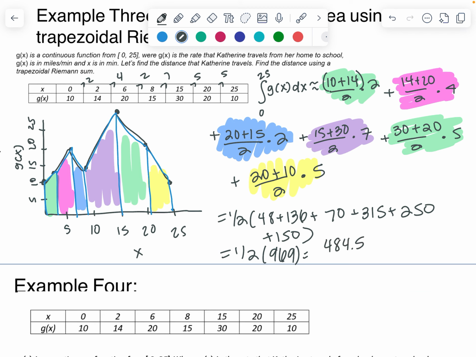And then the answer is miles. That is the distance she travels from her home to school.